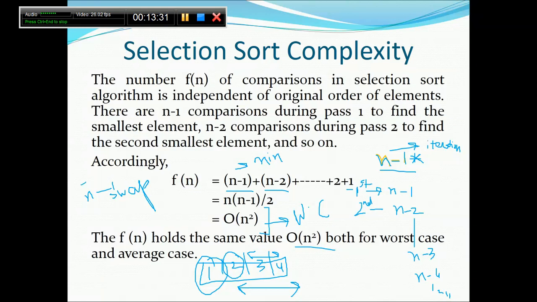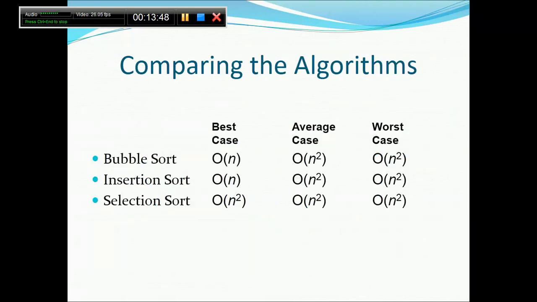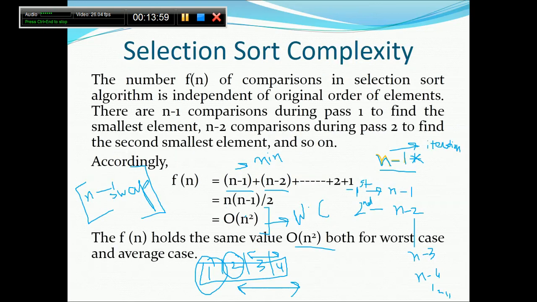The swaps are n minus 1 only, no matter what. This is the maximum number of swaps required, I am saying. In the worst case this is the maximum number of swaps, but the complexity in the best case, average case or worst case would be order of n square only. Now, taking bubble sort: best case order of n, average case order of n square, and worst case order of n square. Selection sort is order of n square in all three cases. Okay, so thank you.